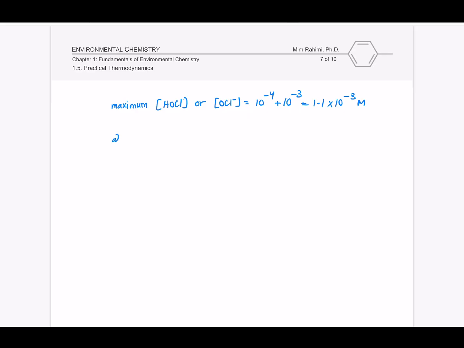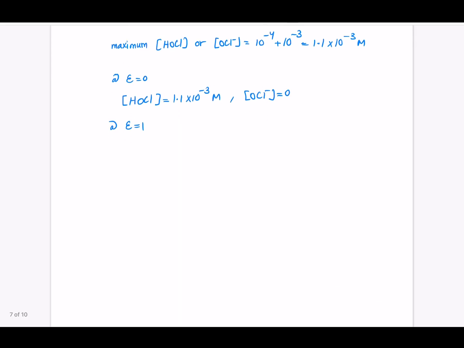So we know at epsilon of 0, that means no progress of the reaction. So there's no HOCl converted to OCl minus. So in that case, HOCl is at the maximum condition, which is 1.1 × 10 to the minus 3 molar, and OCl minus concentration is 0. So no extent of reaction. And on the other side of the spectrum, at epsilon of 1, we get the opposite case. HOCl is 0, and OCl minus is equal to 1.1 × 10 to the minus 3.